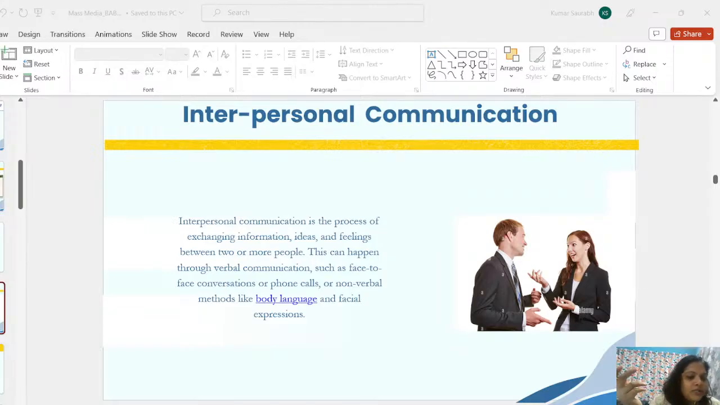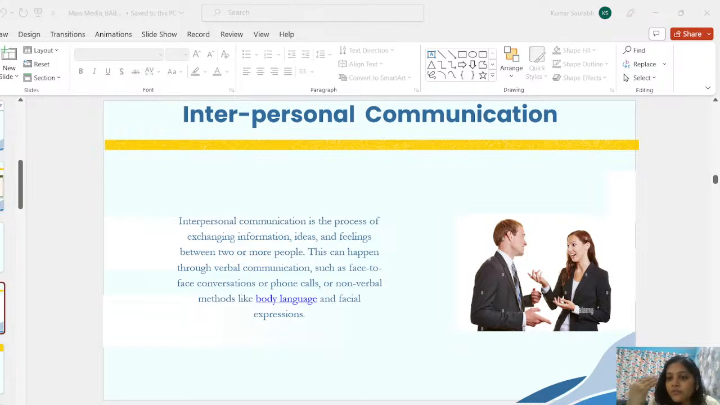So, interpersonal communication, as I said, is the process of exchanging information, ideas, and feelings between two or more people, and this can happen through verbal communication, such as face to face or phone calls, and non-verbal methods like body language and facial expression. In interpersonal communication there are a lot of things. Not just that you are conversing with that person, but you are also getting to know what that person's mind is saying. You can read the mind of that person through their gestures, facial expression, and body language, because you are not just listening to the words or sentences of that person, but also absorbing their body language.